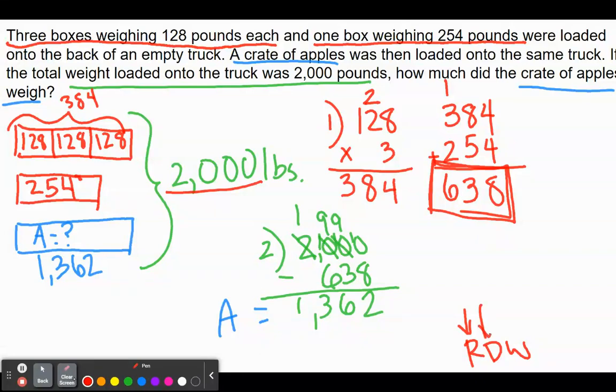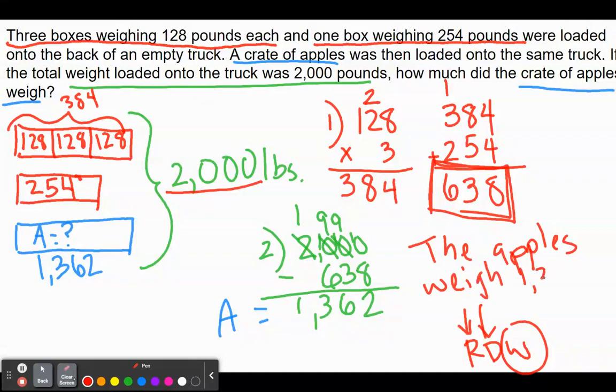Now, we did our draw part. Now we need to write in our RW. So we're going to write this in a complete sentence. So I'm going to write this over here. The apples weigh 1,362 pounds.